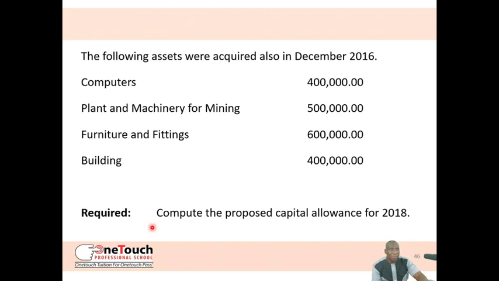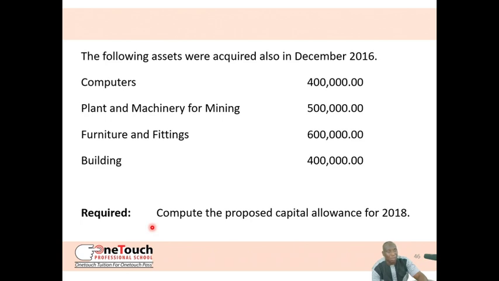The following assets were acquired in December 2016. Okay, so these assets were acquired even before production commenced. The fact that the assets were acquired before production commenced does not mean that when you start production, you don't grant capital allowance. You still grant capital allowance in the year of commencement of production. Computers, plant and machinery, furniture and fittings, building required. Compute the capital allowance for the 2018 year of assessment.